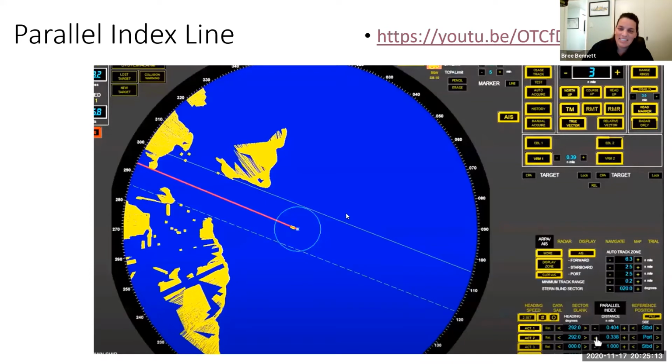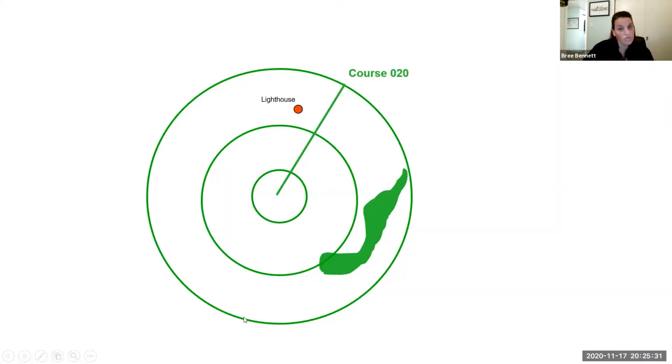This picture, standing still, describes it better. There's too much jumping around. But as you get closer and closer, you can tell where that line moves relative to the land. This is another drawing of a parallel index line.